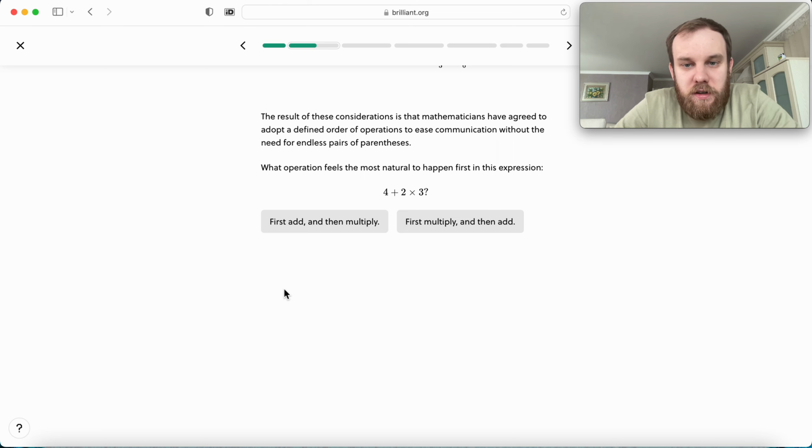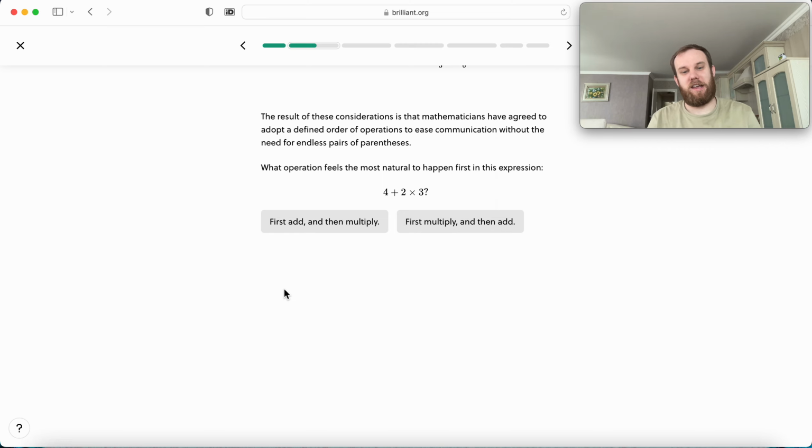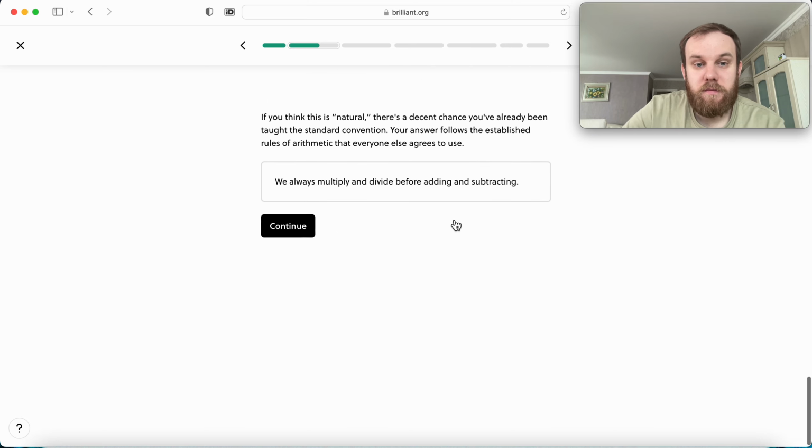The result of this consideration is that mathematicians have agreed to adopt a definite order of operations to ease communication without the need for endless pairs of parentheses. What operation feels the most natural to happen first in this expression? I don't know. I cannot be objective here because I know that 2 should be multiplied by 3 first, because I studied this in school, and yeah, it seems obvious. But I will make an experiment with my older daughter, and we will see later. But for now, I will answer this.